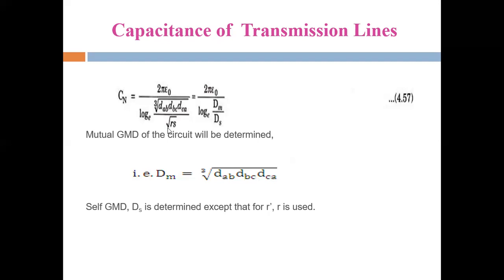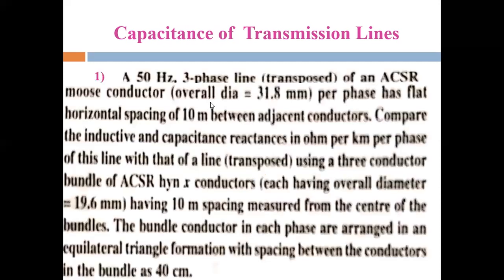The self GMD Ds is determined by R dash. What is that R dash? That is the square root of RS. The capacitance of the neutral conductor is Cn equal to 2 pi epsilon naught by log e Dm by Ds.